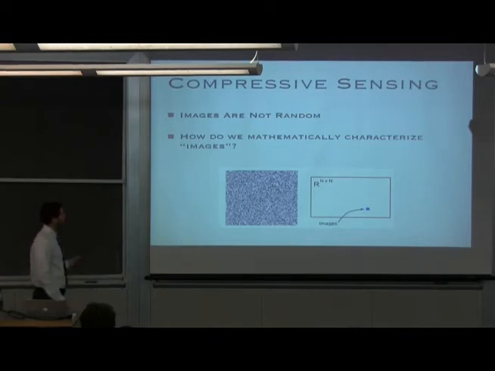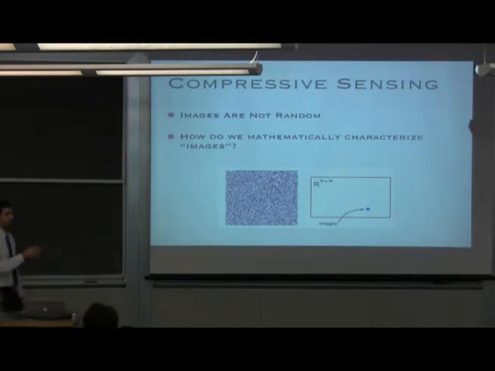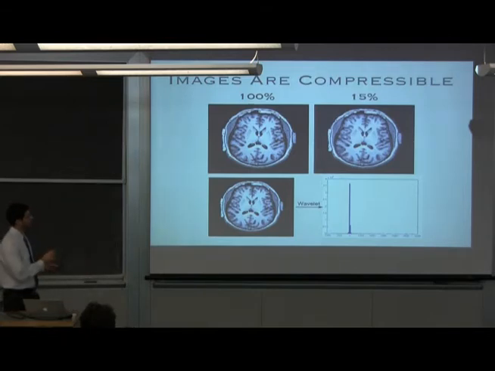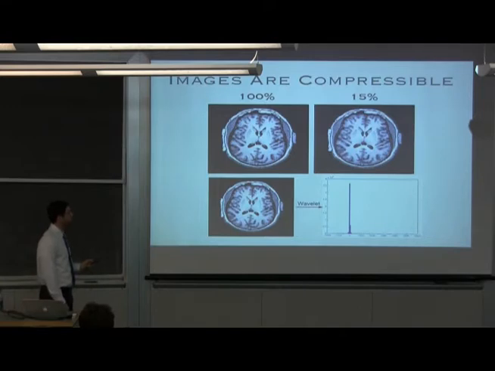So the set of images is a very small subset inside of this set of potential random images. If we could mathematically characterize that subset, that would give us a lot of information that we could use for our reconstructions. The question is, how do we actually do this mathematical characterization? The characterization that we use in compressive sensing is based on the fact that images are compressible. And as a simple demonstration of this fact, I've taken a test image.